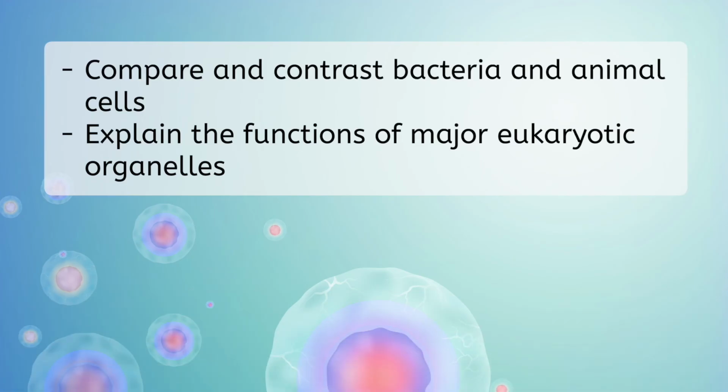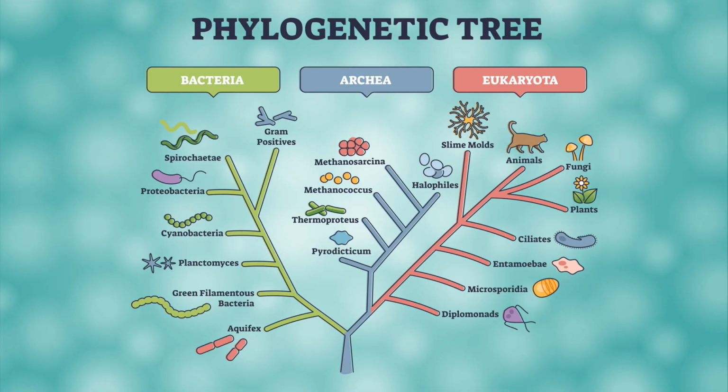Today, we compared animal cells to bacteria cells, and we looked at some of the major organelles in animal cells. But animals are not the only organisms that have eukaryotic cells. We can see from the diagram that animals are just one branch on the eukaryotic side of the tree of life. Next time, we'll look specifically at plants. And, spoiler alert, they have eukaryotic cells too.